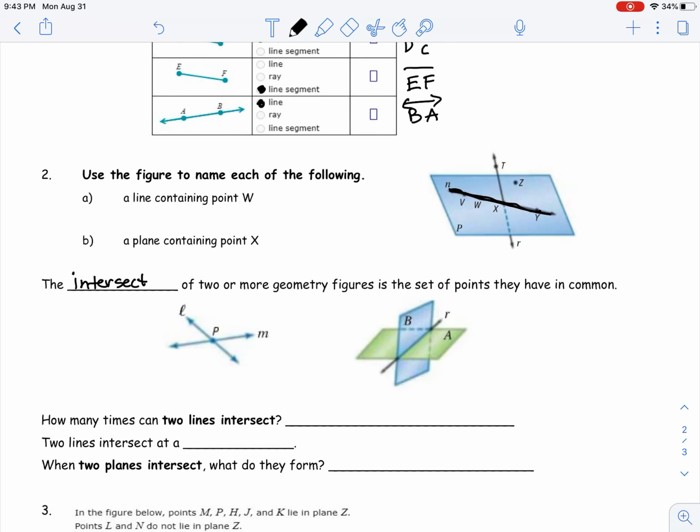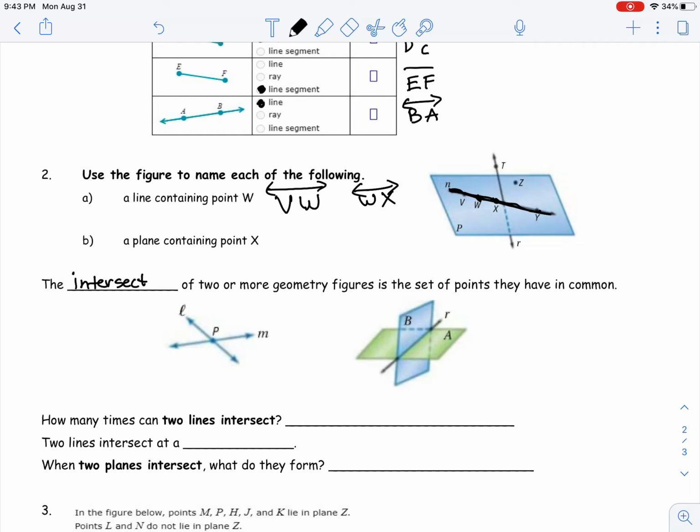A line containing point W, there's multiple ways we could do this. We could say VW, and it's a line, so I got to have both of those arrows on there. I could also do, let's do WX. We still know which one that is because it's this point and this point, so we have to be talking about that line.